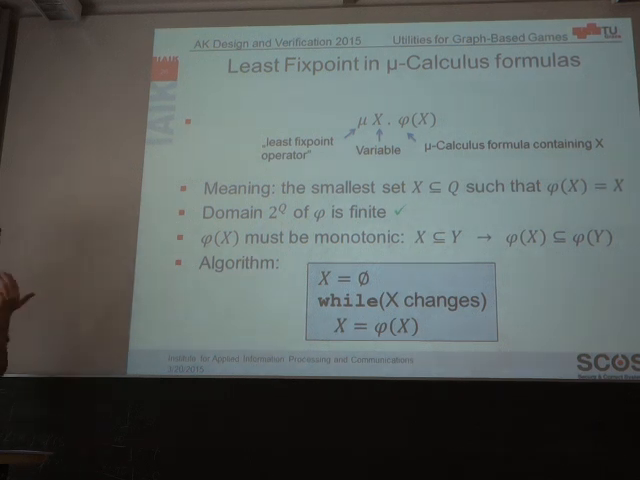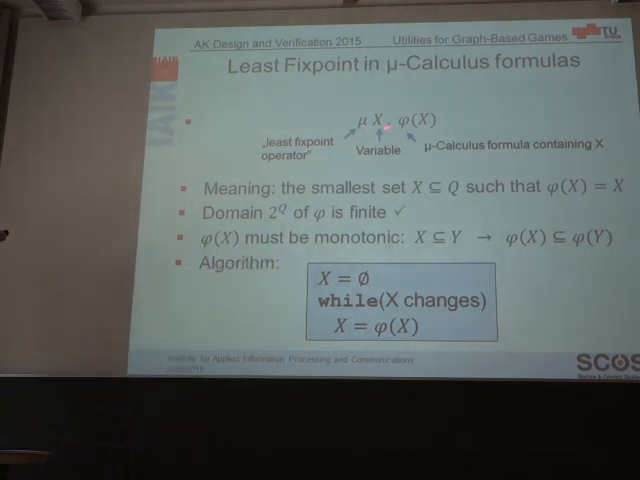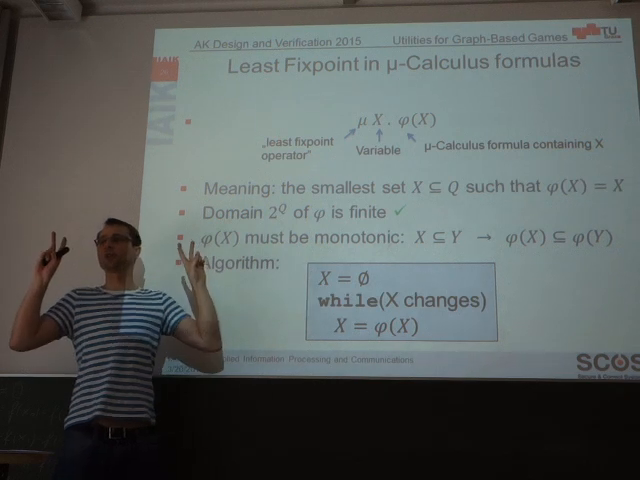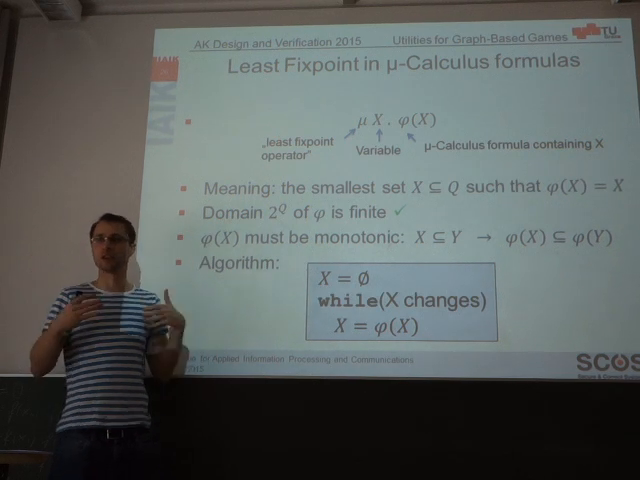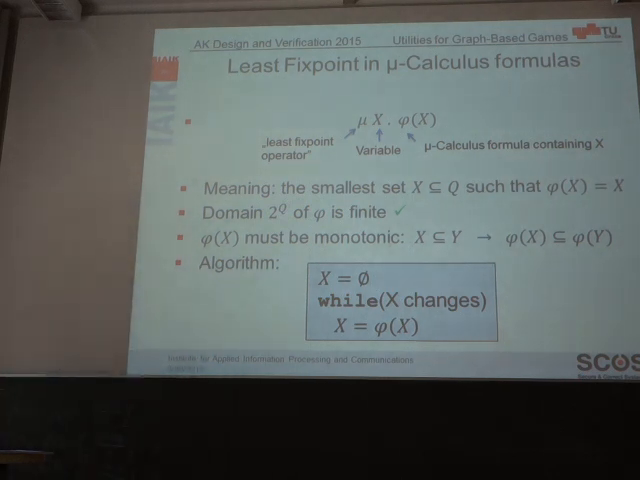So there are two different ways of thinking about such least fixed point formulas. You could say, well, it's a formula that describes a certain set of states. But you could also say, well, actually, this is just a very short way of writing down this algorithm. Basically, whenever you see such a fixed point formula, you do not have to think a lot about what it actually means. You can always use this algorithm to compute the result of this fixed point formula.